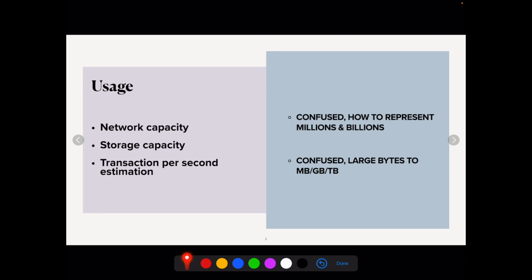Many times we get confused while dealing with large numbers and how to read or write them quickly. Or we could have faced a challenge while converting many bytes to a larger representation like MB, GB, terabyte, etc. or vice versa.